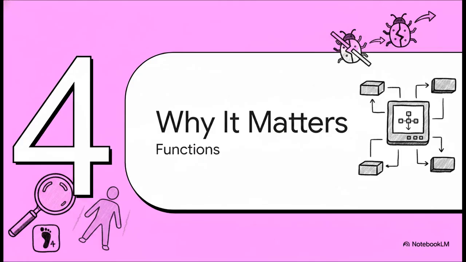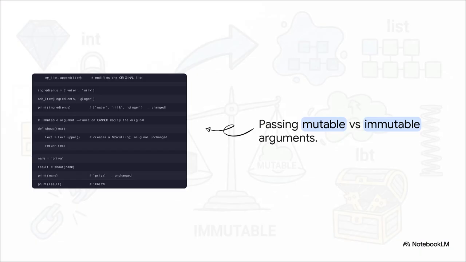Which brings us to Section 4, why it matters with functions. This is basically a high-stakes crime scene for your code. Look at these two functions. First, add_item takes a list and appends to it. We pass in our ingredients list, water and milk. After that function runs, our original list outside the function is permanently changed. It suddenly has ginger in it.